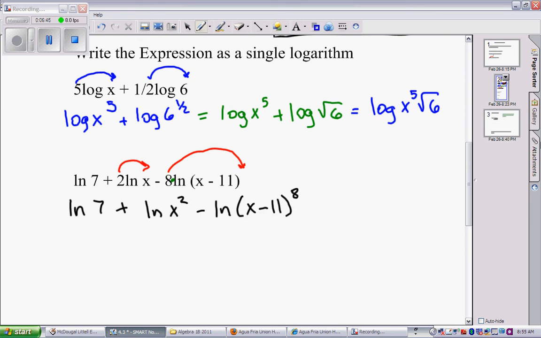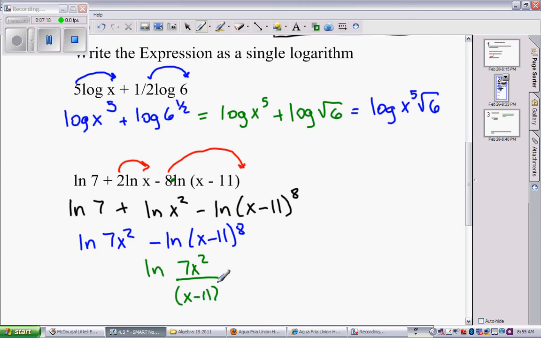So we're going to go left to right. The first two terms are adding, so you are going to change them to be multiplying: ln of 7x squared, and bring down the minus ln of x minus 11 to the 8th. Now these two terms are subtracting, so we write it as division: ln of 7x squared over parentheses x minus 11 to the 8th.